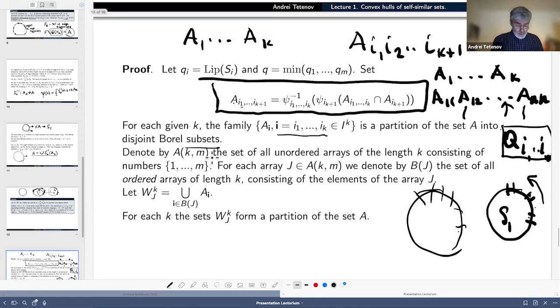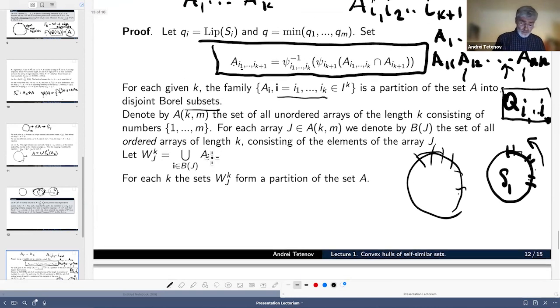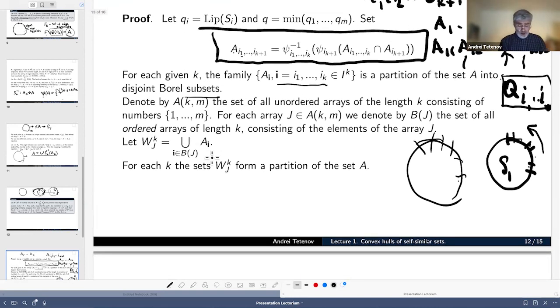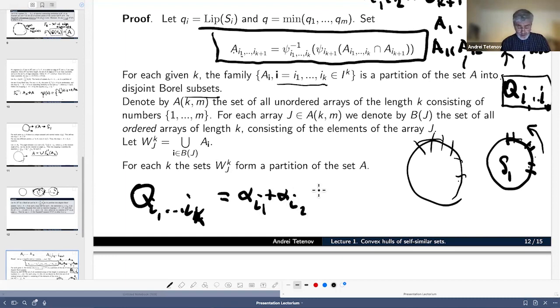So if we look at these sets, we have that Q I1 ... IK, the respective rotation will be the rotation by the angle alpha I1 plus alpha I2 plus ... alpha IK.